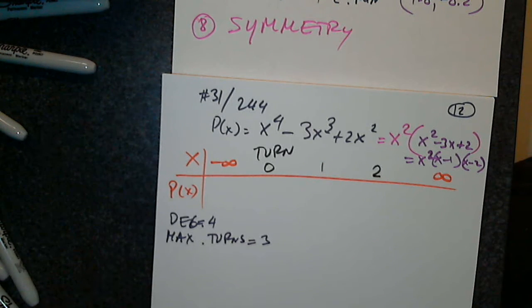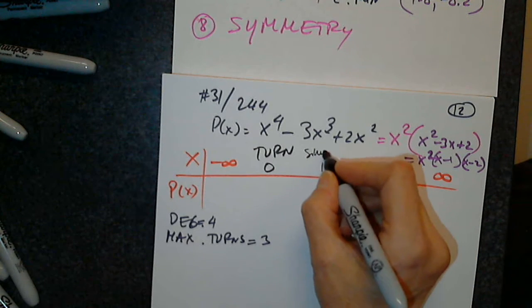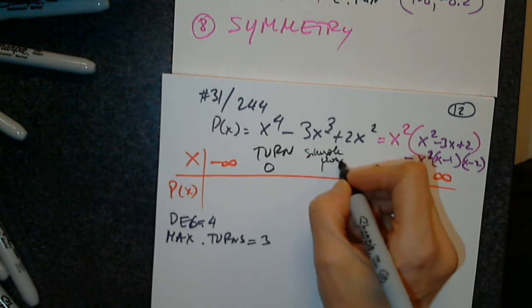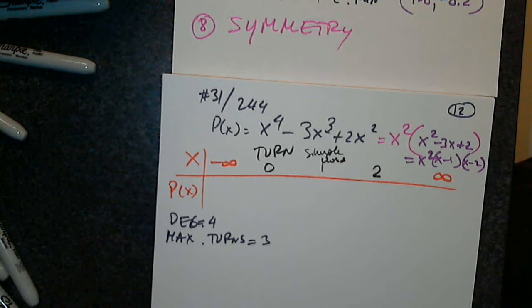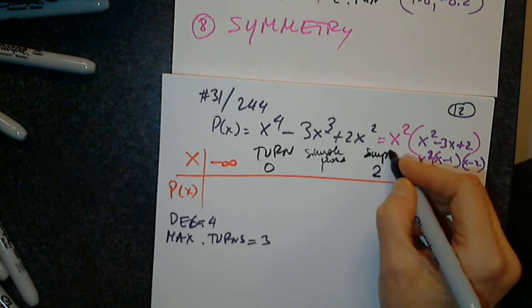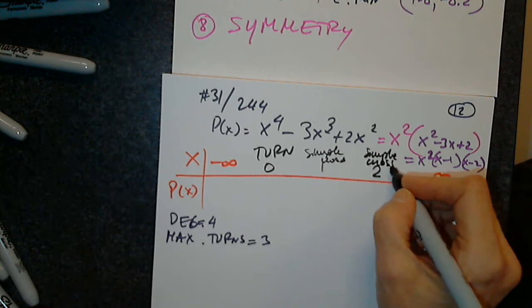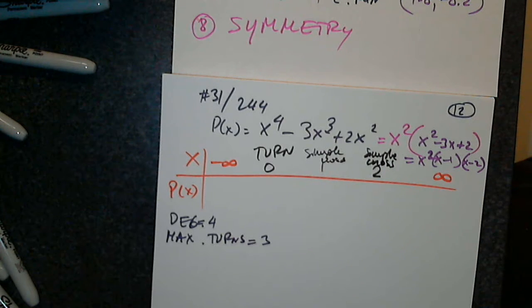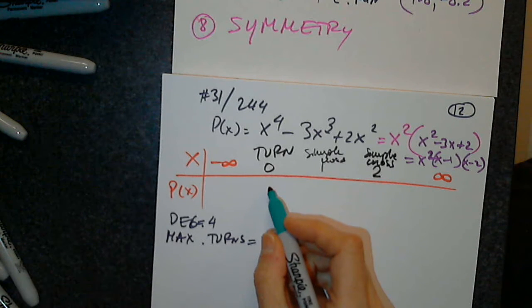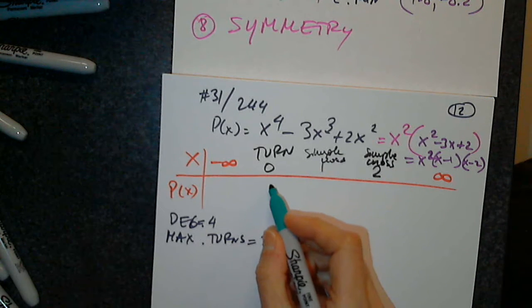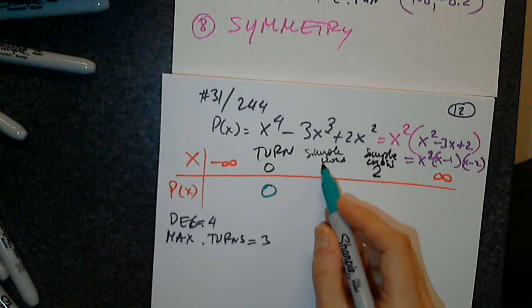What is the multiplicity for each? So I will write simple cross. You write whatever you want. As long as you don't forget what it means, I don't care what you write. But write something that triggers your memory. Okay, what do I put under? 0.